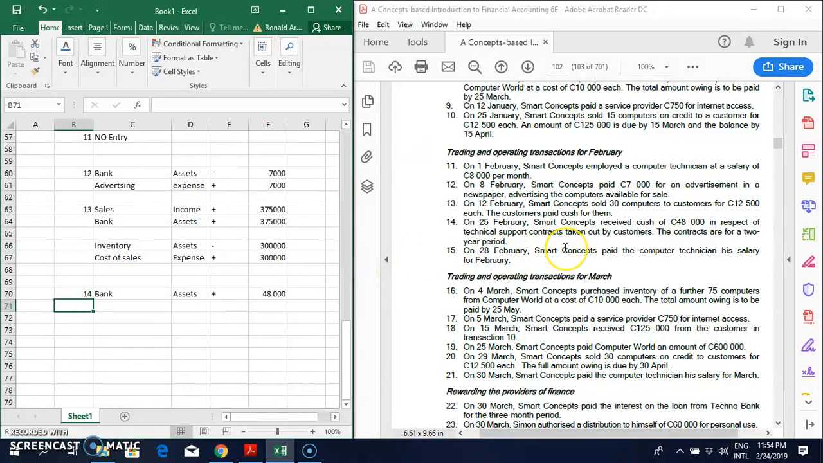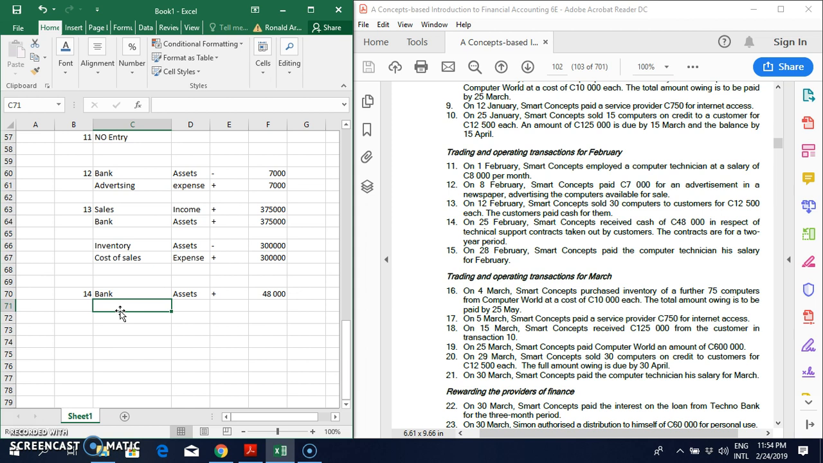Now it says that we received 48,000 in respect of technical support contracts taken up by customers, which means we're going to provide a service to the customers. The contracts are for a 2-year period. So we receive the money and the customers want us to provide technical support. If anything goes wrong with their PCs, they want us to be able to come out, service the PCs, and then sort out the problems. So they paid us 48,000 rand to provide the service for 2 years.